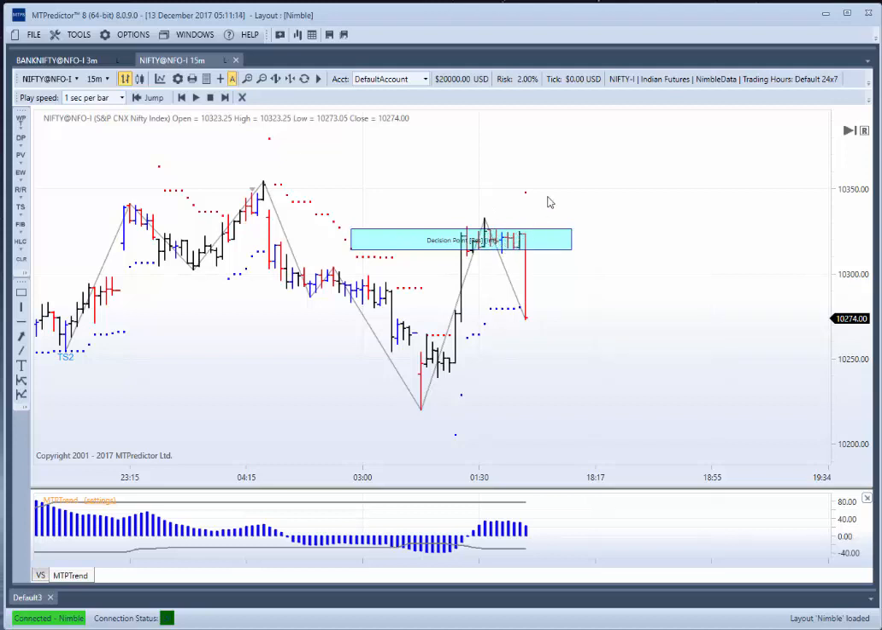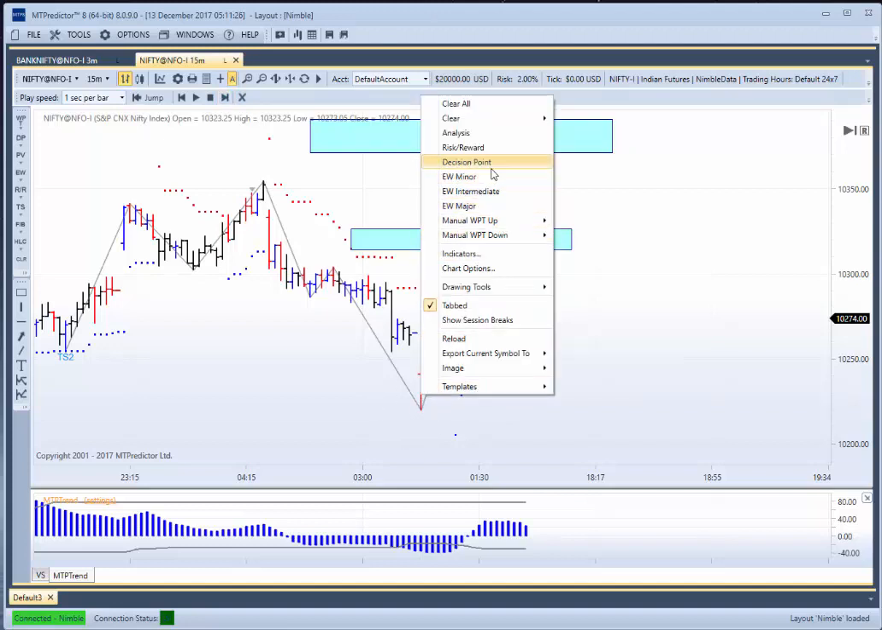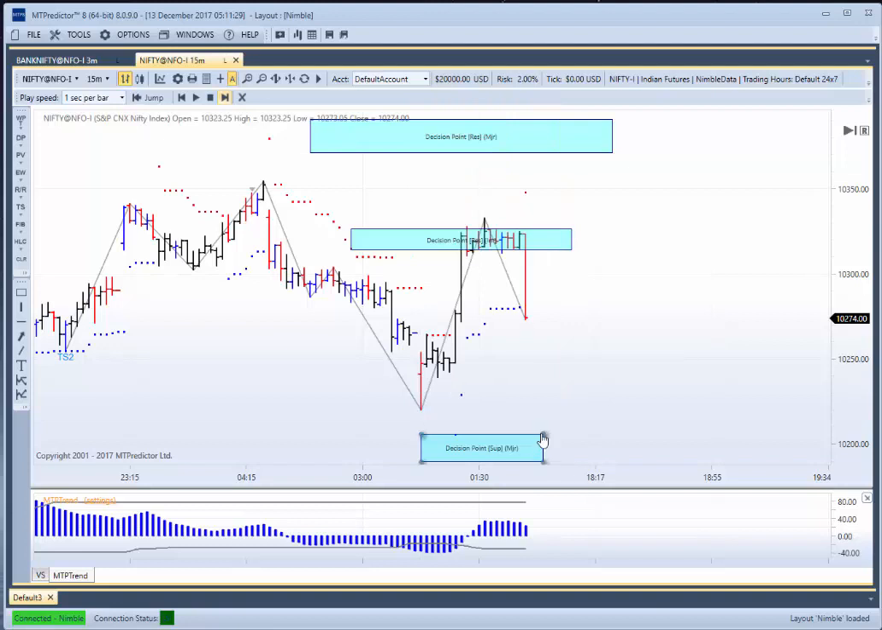If the market had gone through this, then the next resistance would have been off this high pivot here, up here. As the market is starting to decline, the next support would be off this pivot low here, right mouse click, do decision point. So as you can see, these levels are on the chart in advance. So let's see what happens.